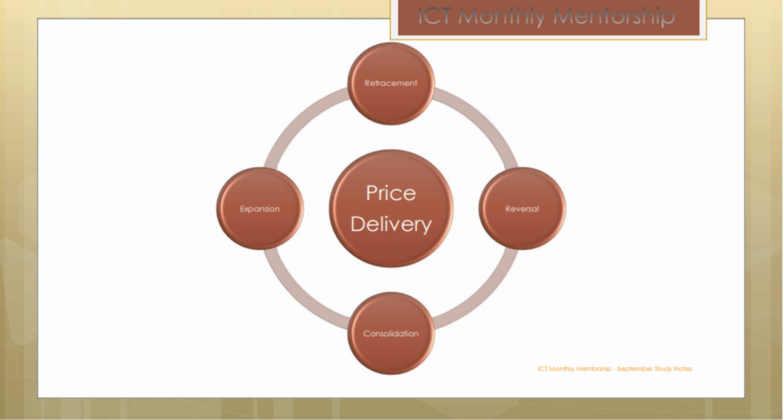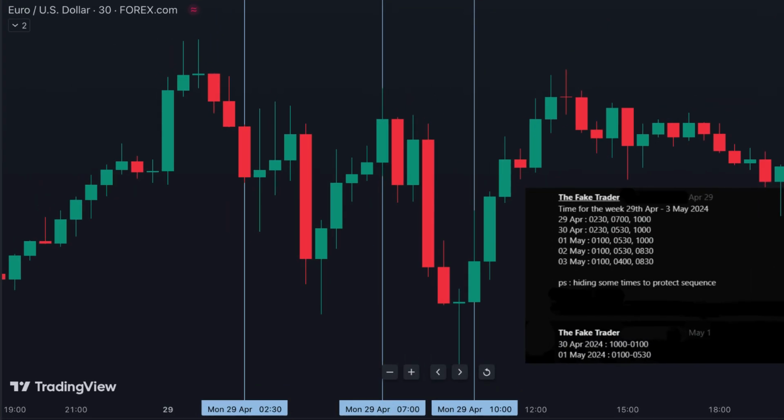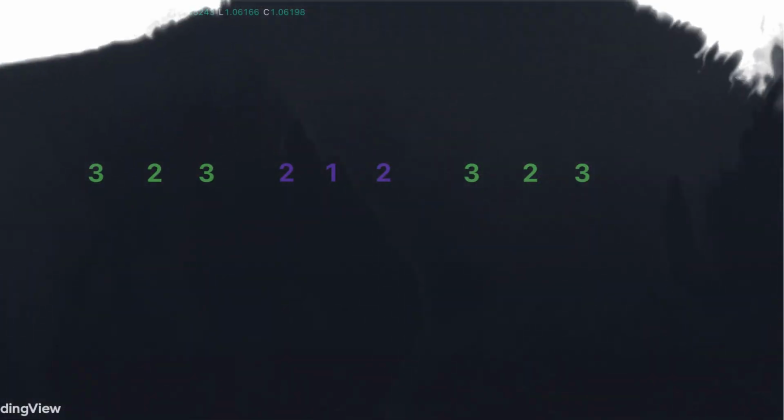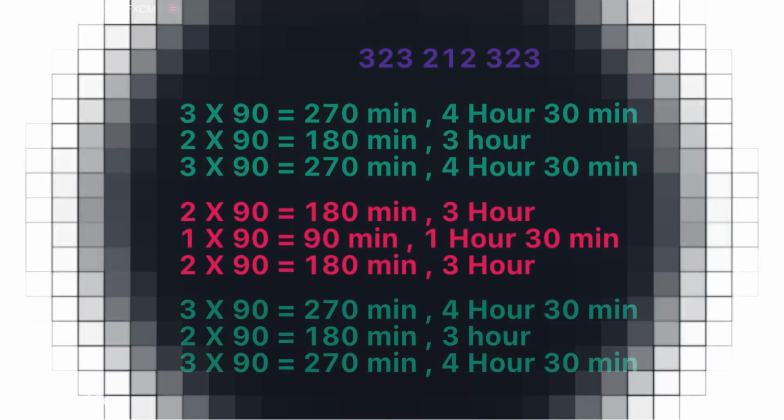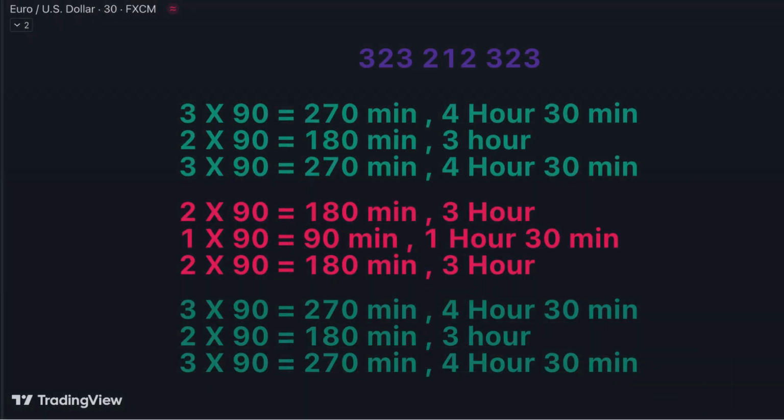Now, let's focus on the time interval for April 29th that was provided by our fake trader, which is marked here on the screen. The important thing we discussed in the previous video is the sequence 323, 212, 323. And we need to multiply each number by 90 minutes. This is the key understanding from the previous video.